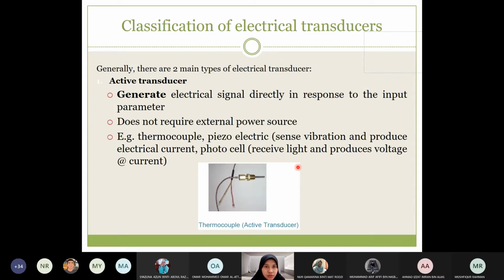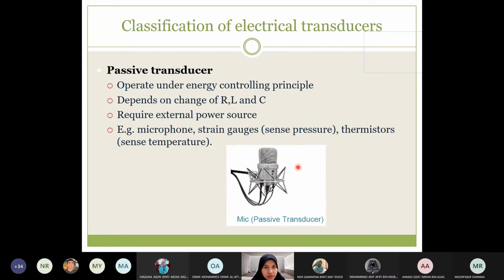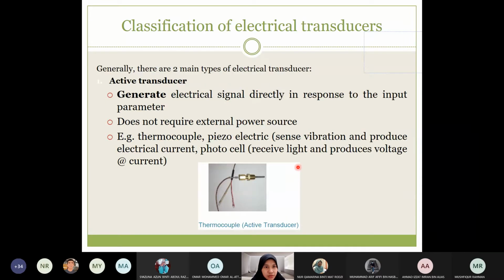Okay, generally there are two main types of electrical transducer. We have active and passive. Active transducer can generate electrical signal directly in response to the input. It does not require external power source. For example, thermocouple, piezoelectric.